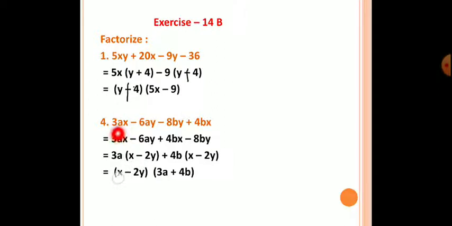Question number 4: 3ax - 6ay - 8by + 4bx. Here we will rearrange the terms a little for our convenience. So we'll write 3ax - 6ay + 4bx - 8by. Now we'll take the first two terms, 3ax and 6ay, and what we can take common is 3a.